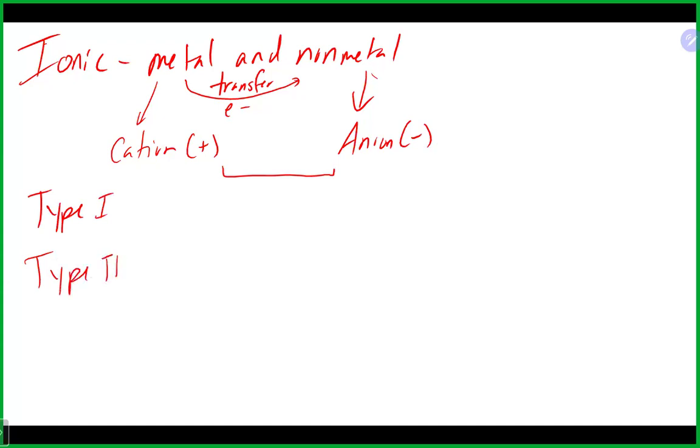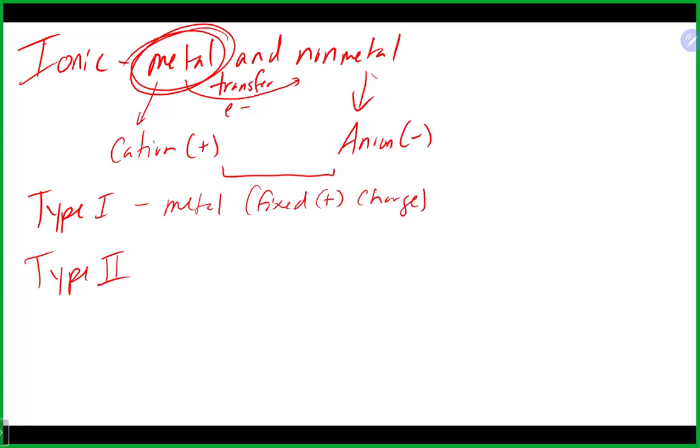Whenever a metal is involved in naming, it really is the most important thing to look at, and that's where type 1 and type 2 come into play. It really has to do with the metal. In a type 1 compound, the metal has a fixed positive charge.